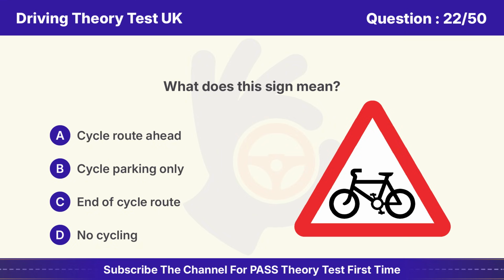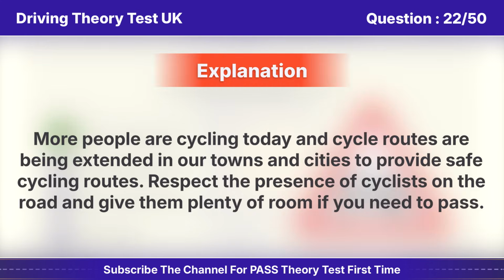Question 22. What does this sign mean? Answer is A. Cycle route ahead. More people are cycling today and cycle routes are being extended in our towns and cities to provide safe cycling routes. Respect the presence of cyclists on the road and give them plenty of room if you need to pass.